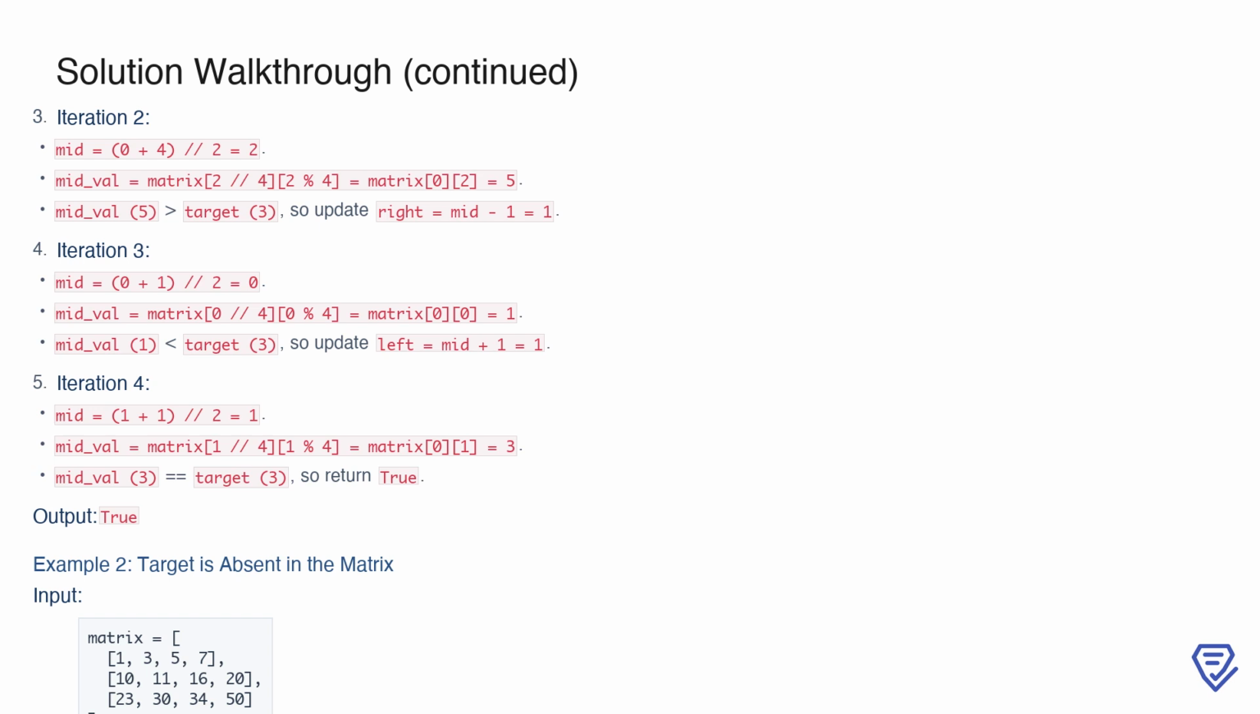[0 % 4] equals matrix[0][0] equals 1, which is less than the target. This time, we update left equals mid + 1 equals 1 to narrow the range to the right.